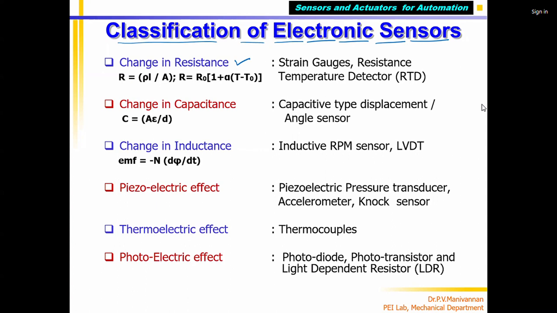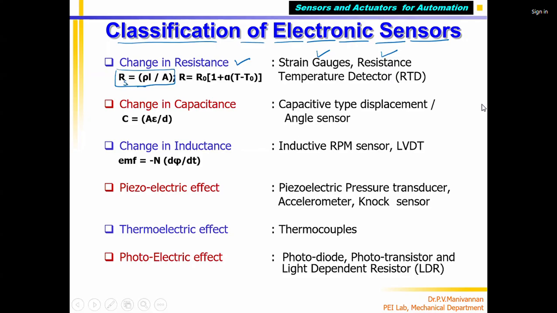The length increases, the area reduces, so automatically resistance changes. So if the sensor resistance changes due to the input parameter and the change in resistance is proportional to the input parameter, those kind of sensors are called change in resistance type sensors. Examples are the strain gauge and the resistance temperature detector, which is also called RTD.